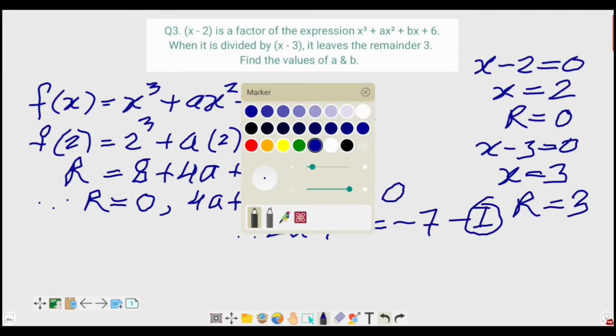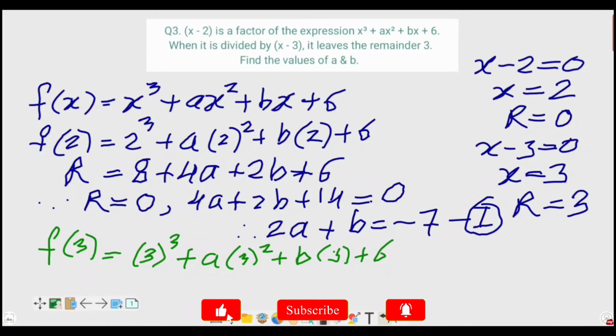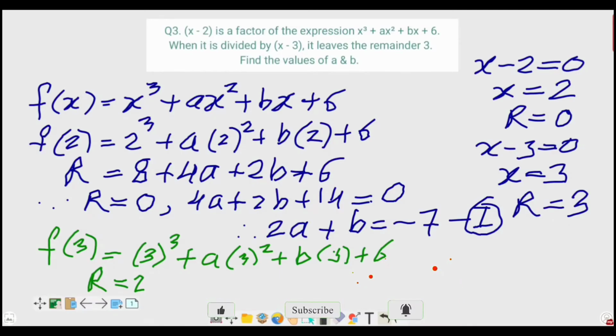Now the second equation, let's take another color. Now the same way, find out f of 3. Same equation, same polynomial you have to take. Now you have to substitute the value as 3. So a into 3 square plus b into 3 plus 6. When you substitute according to the remainder theorem, you will get your remainder. It will be 27 plus 9a plus 3b plus 6.